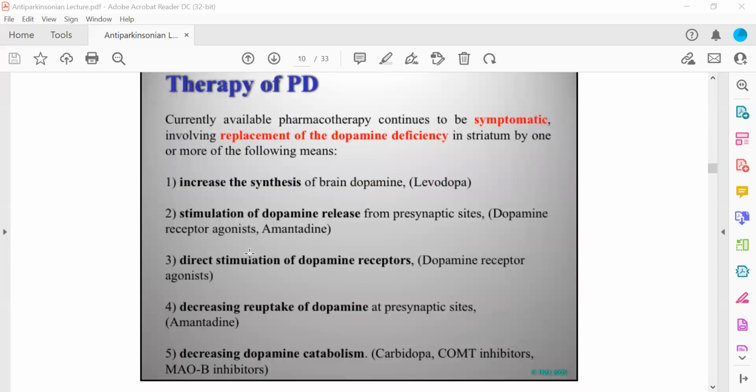So, the therapy of Parkinson's disease: the main thing with Parkinson's disease therapy is the replacement or the increase in dopamine levels in the brain. And we can do that by increasing the synthesis of dopamine, like for instance, levodopa.